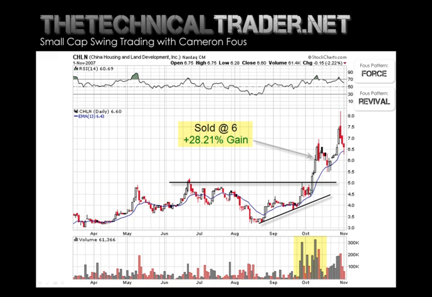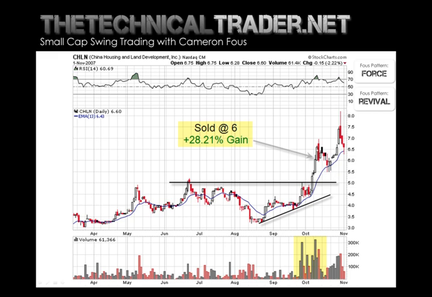and then a neckline at or around $5 per share. Got the ascending trend here, and it did break out above 5, and I sold at $6. The next whole number resistance, I actually got out right at 6 for a 28.21% gain. This actually came back down, kind of retested in a range around the 13 EMA, so it did break it down, and then rose all the way up to $8 per share.